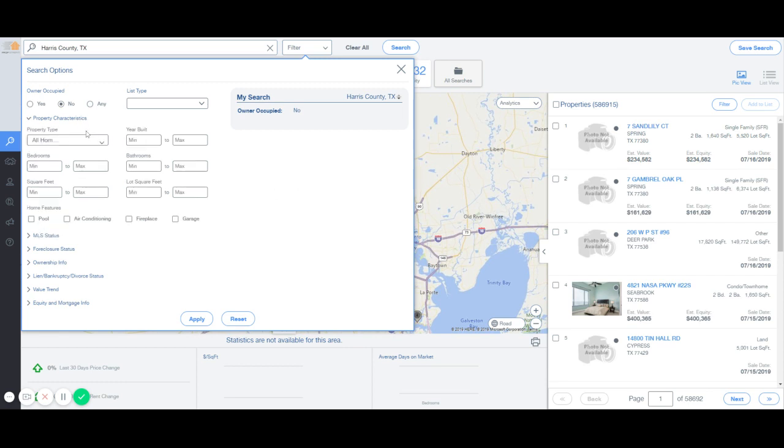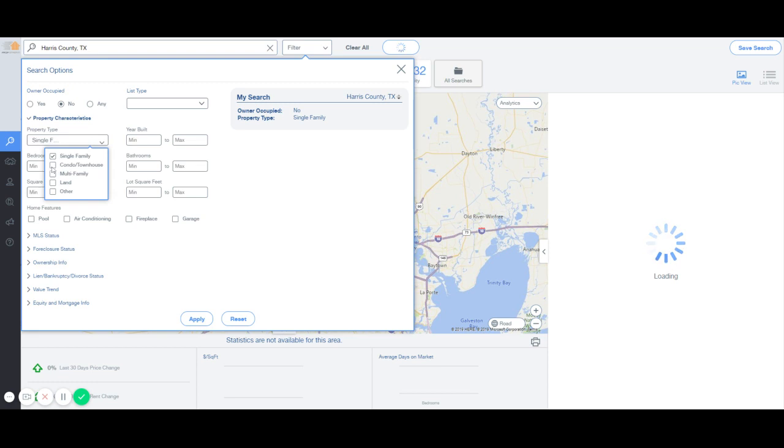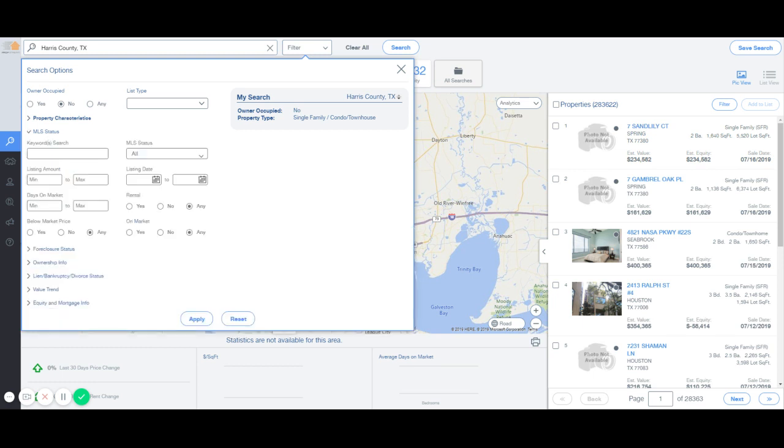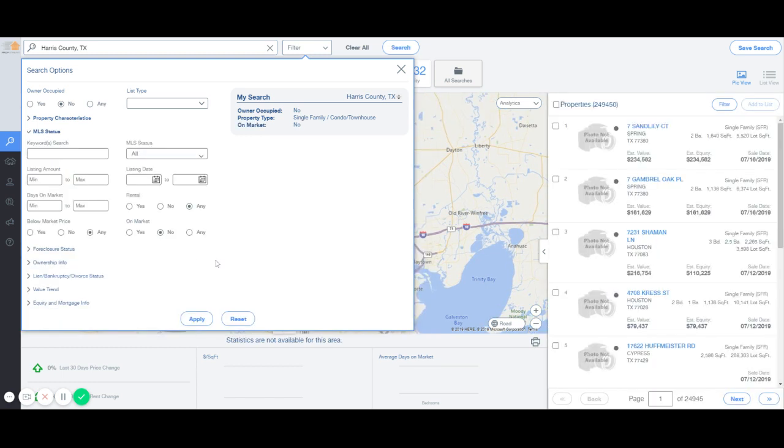For property characteristics, I'm going to stick with single family and condo for now. After you do all your filtering, you can go back and create two separate lists with the same filters, one for single family and one for condos. But just for example, we're going to go with both. Let's go down to MLS. Always put on market no. I don't want to deal with or see properties that are on the MLS.